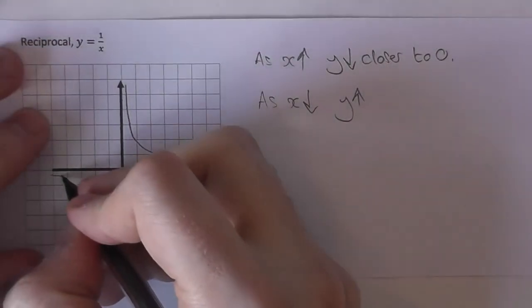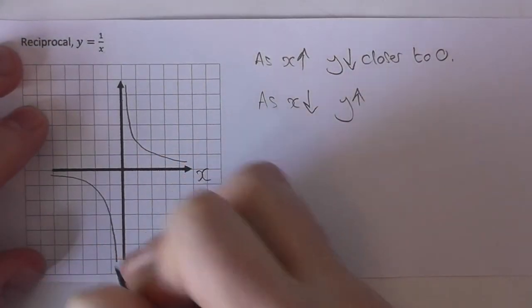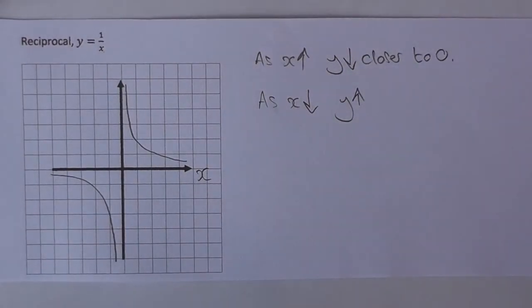So we're going to have this kind of situation down here, this weird kind of idea, where we will never touch the axes, because you can never get 0 as an answer, and you can never divide by 0. I appreciate that that was a really quick explanation as to why this graph is this shape.